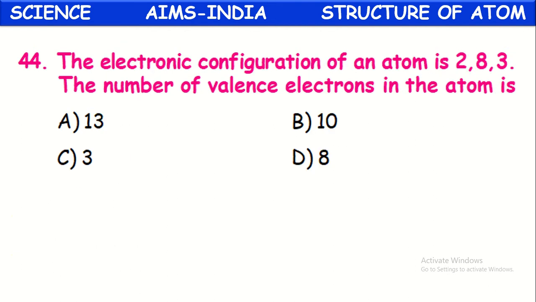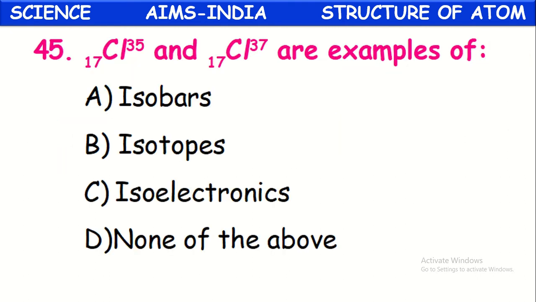Okay. Next. The electronic configuration of an element is 2, 8, 3. The number of valence electrons in that atom is? The electrons present in the last shell of an atom are called valence electrons. So here there are 3 electrons in the valence shell. So the valence electrons number is 3. Okay, next. Chlorine 35 and chlorine 37 are examples of what? These two have the same atomic number but different mass numbers. Then what are they called? Isotopes.